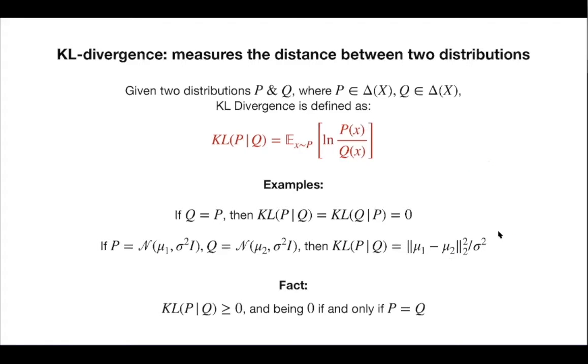Right. And there are also some interesting facts. KL is always non-negative. That totally makes sense from the divergence perspective, right? A negative divergence, I don't even know what it really means. Divergence should always be non-negative. And this KL is 0 if and only if P equals Q.